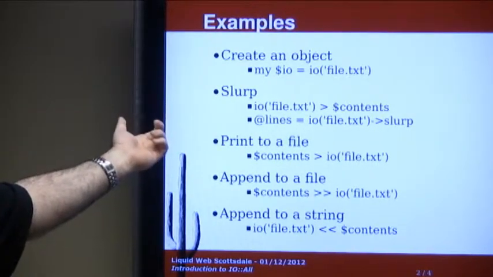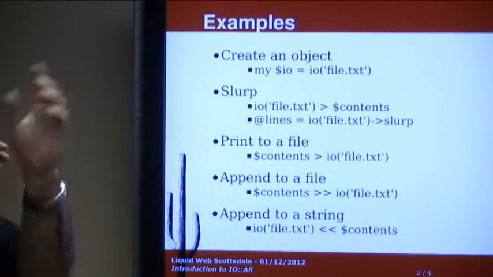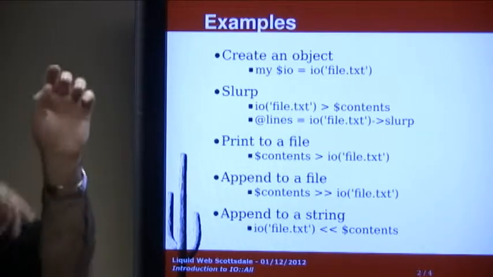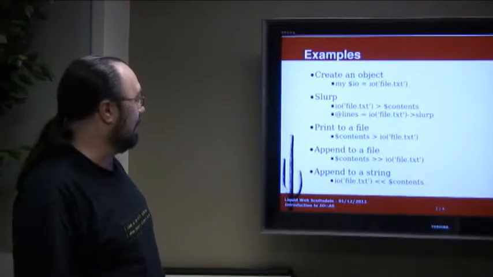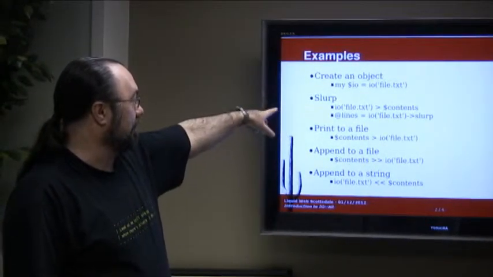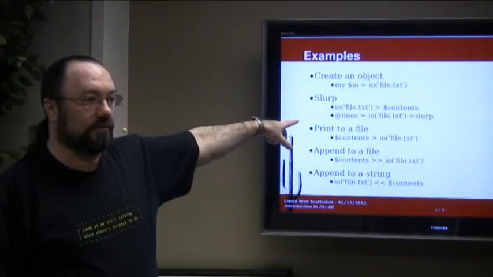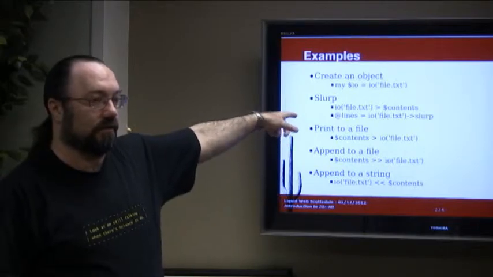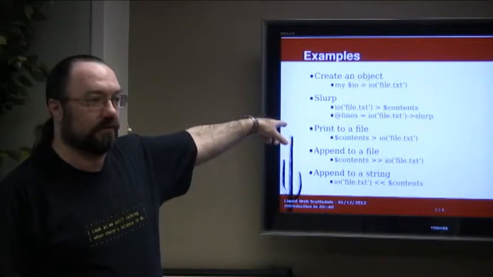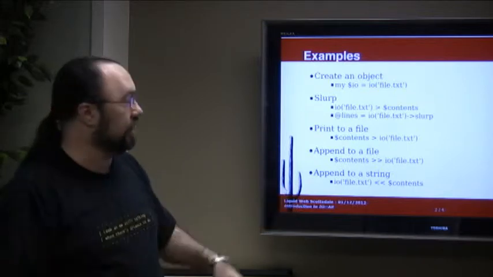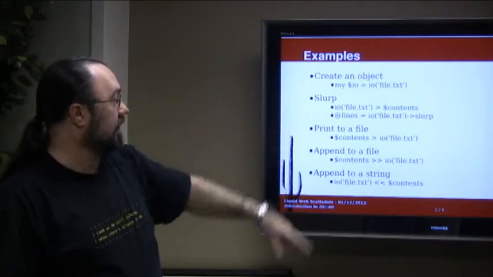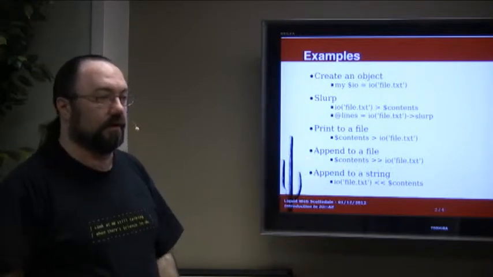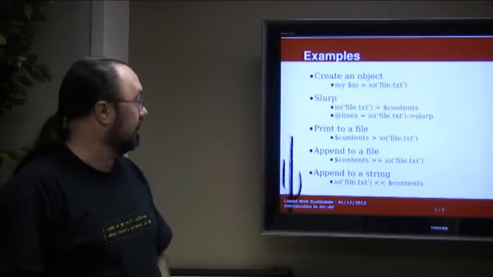Slurping has historically been kind of a pain because you usually have to put it in a block and do a local and put it into slurp mode and all of that. Here, that's all you have to do. It basically overloads the greater than and less than signs so that you can use it going either direction. But boom, io('file.txt') into $contents. Now you've got the contents of that file in a scalar.